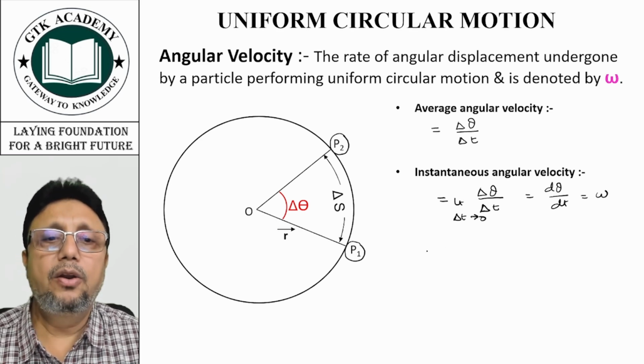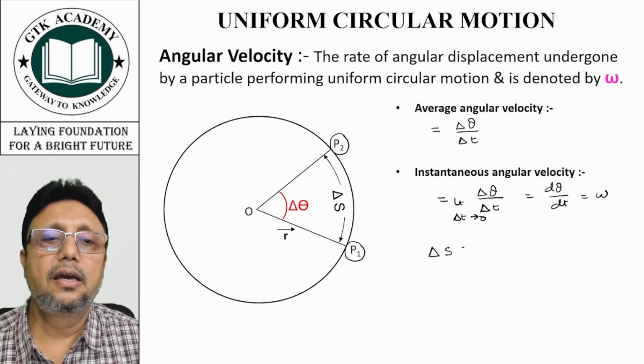So we know what we have seen in our previous slide, delta s is equal to r delta theta, divided by delta t, and take the limits.